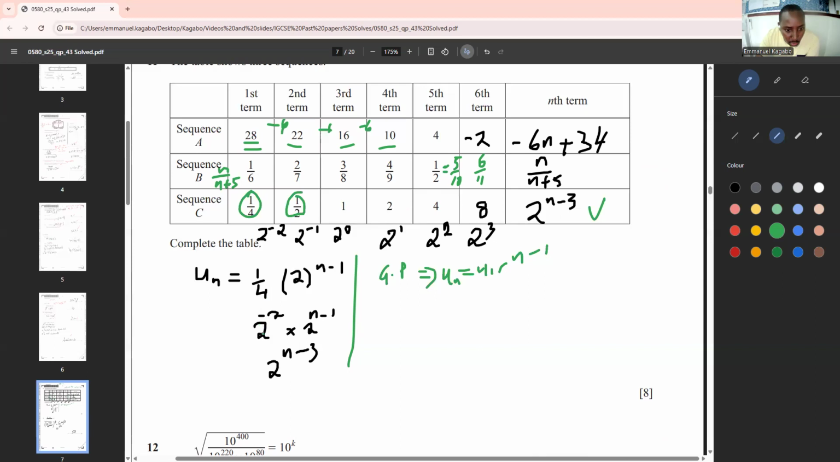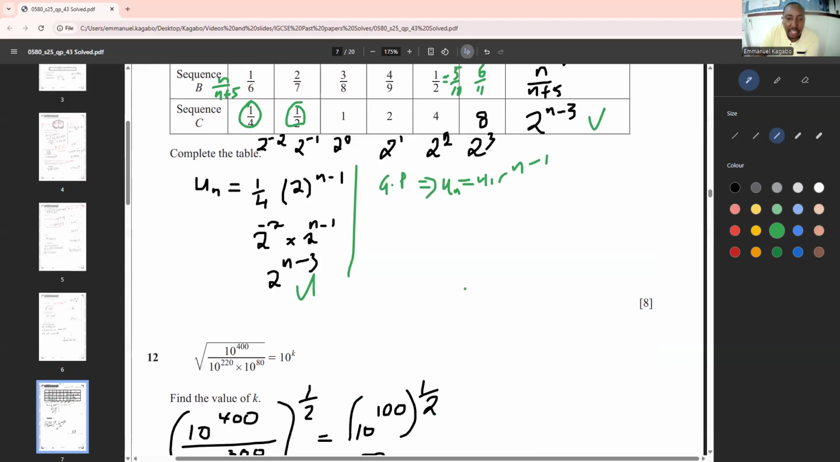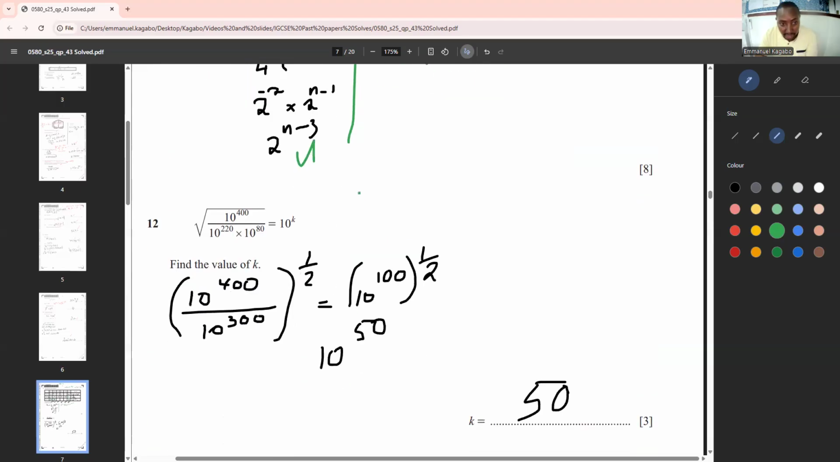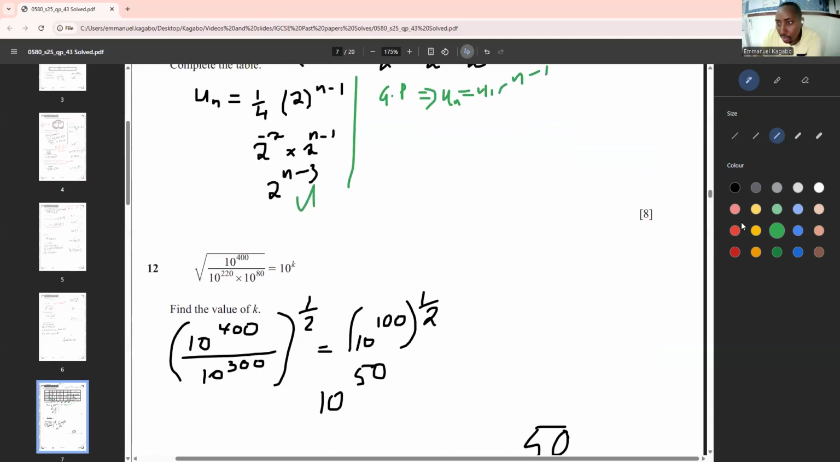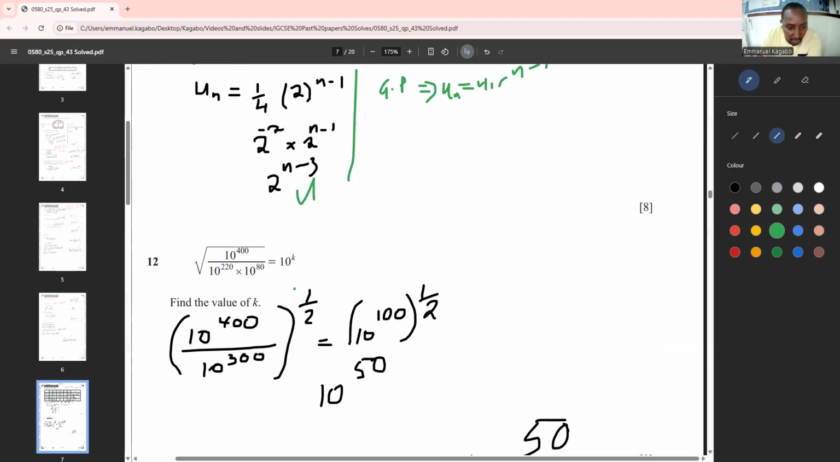Then 1/4 is 2^(-2). Do you get that? So when you're multiplying numbers of the same base, you add the powers, and this one also gives me the same answer. I have a video on indices, including this question, by the way, I did this question. So you can also try to watch that video as well.